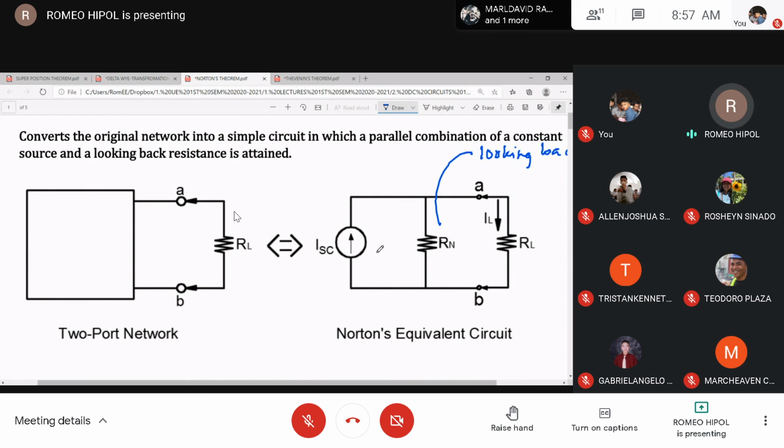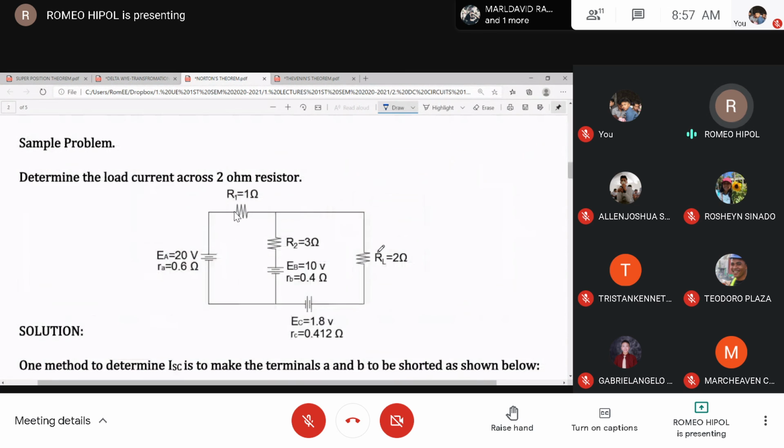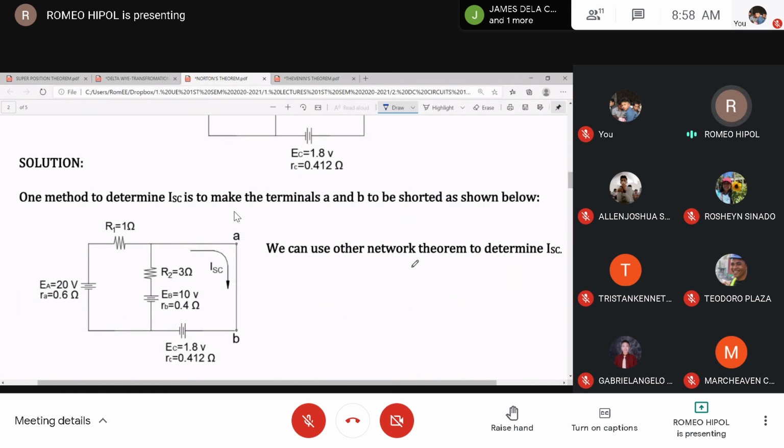back resistance. In this case, for Norton's theorem, the load RL will be shorted instead of isolating or disconnecting the RL to the circuit. Naintindihan? So instead of disconnecting the RL, we are going to short the connection for RL. So ito na yung mangyayari. One method to determine the short circuit current is to make the terminals AB to be shorted as shown.